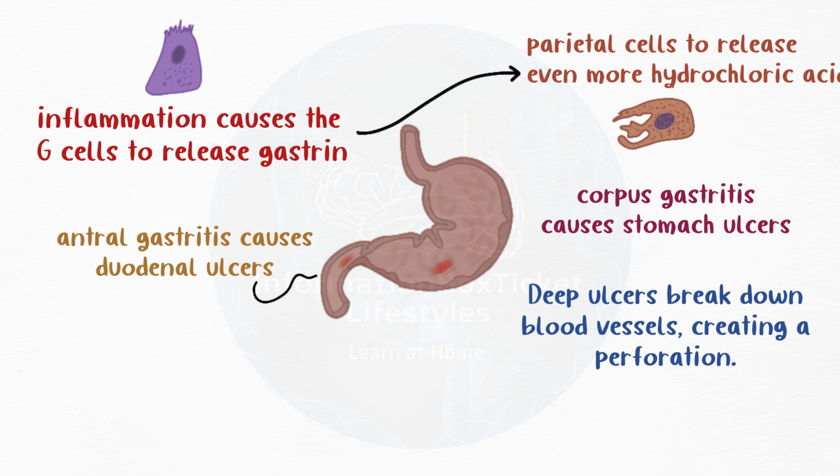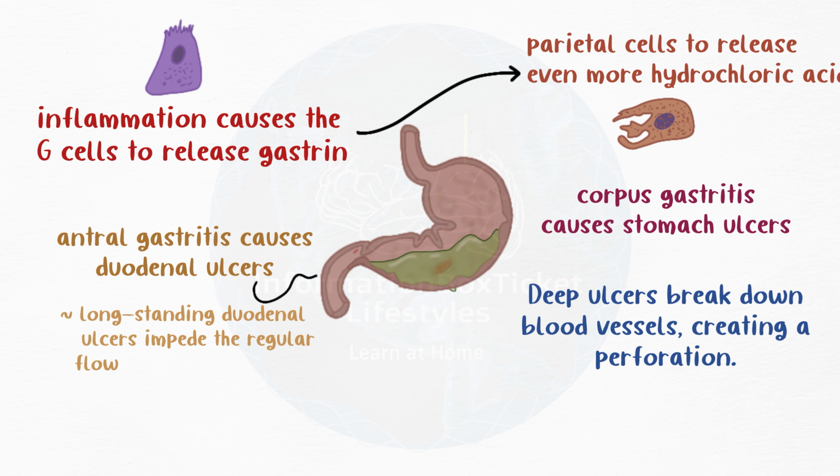Deep ulcers have the potential to break down blood vessels beneath them and potentially penetrate the stomach wall, namely the duodenum, creating a perforation. Lastly, and extremely infrequently, long-standing duodenal ulcers in the pyloric canal may occasionally have scarring or edema to the point where they impede the regular flow of stomach contents into the duodenum.